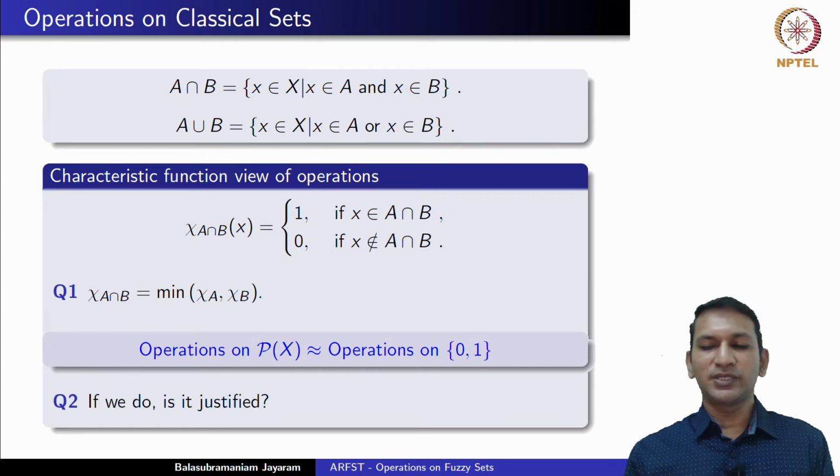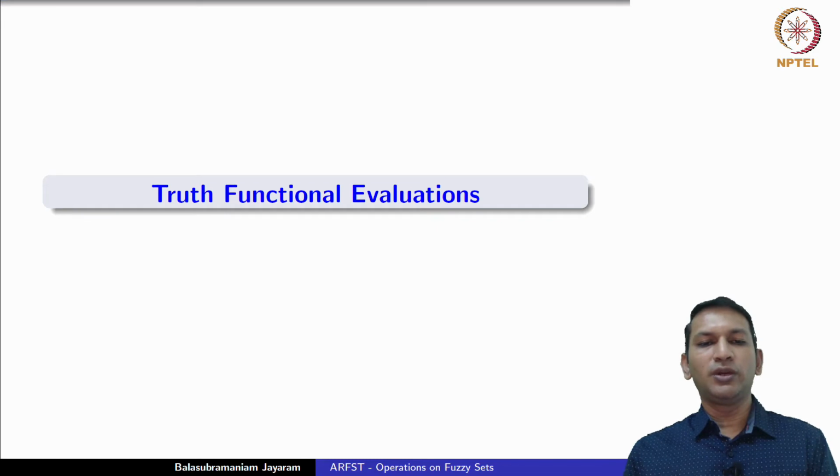Now, the second question: if we do such an operation, if we operate only on the set {0, 1}, are we justified? Well, let's look at it. To understand this, we need to look at truth functional evaluations. What do we understand by truth functional evaluations?